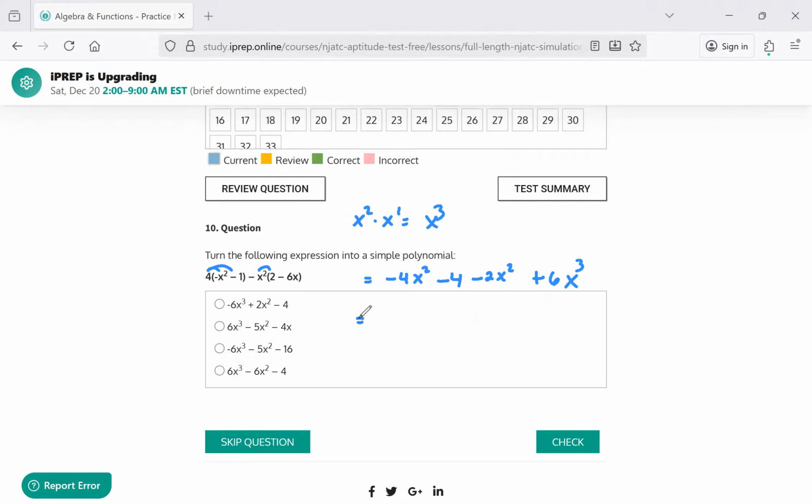Then what you do is put it in order, or collect like terms and put it from highest to lowest. So our highest power is x cubed, this 6x cubed. So that's going to be 6x cubed. And then the next one is x squared. I see a negative 4x squared here and a negative 2x squared there, so that's going to be negative 6x squared. And then my constant is negative 4.